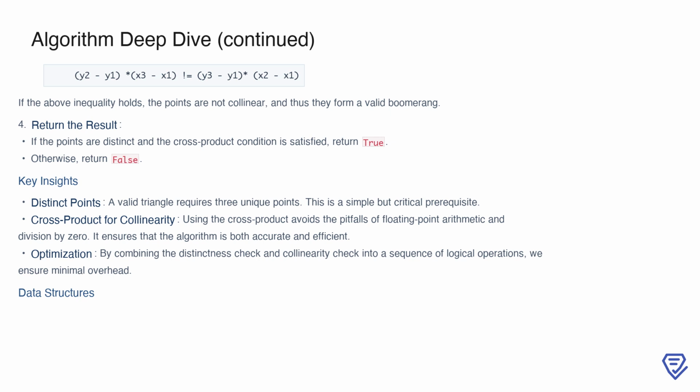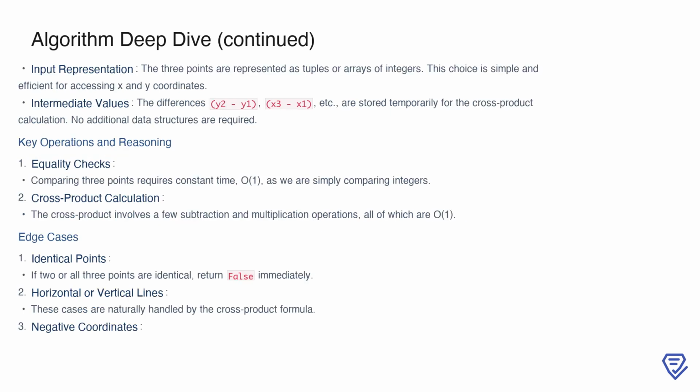To optimize further, we can combine the distinctness check and collinearity check into a sequence of logical operations, minimizing any unnecessary overhead. The input representation for this problem is simple. The 3 points are given as tuples or arrays of integers, which makes accessing their coordinates efficient. During the cross-product calculation, we store intermediate values like differences, y2 - y1, or x3 - x1, temporarily, but no additional data structures are required. Let's break down the key operations.